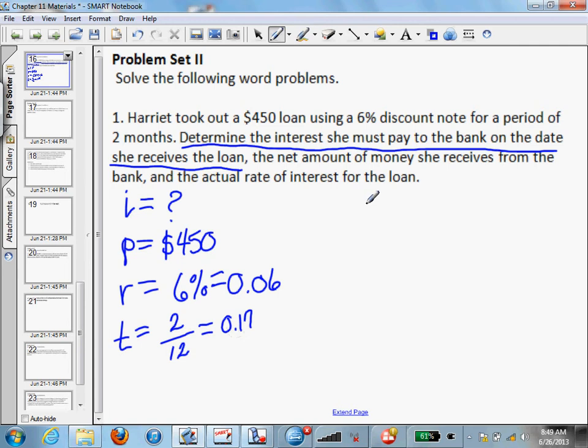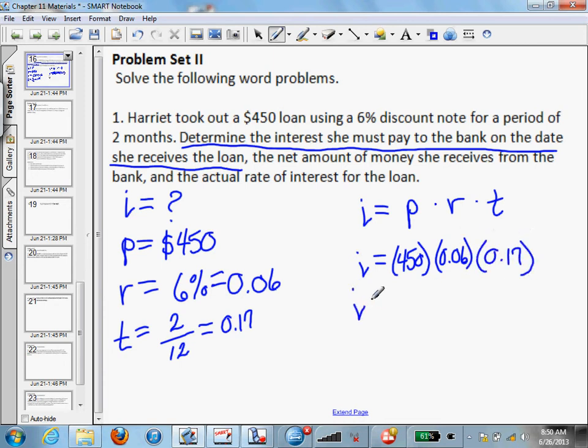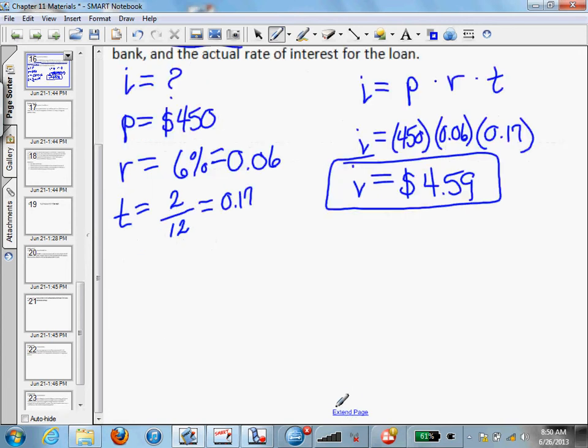Now let's look at this interest that she had to pay. So interest is equal to P times R times time. Solving for the interest, let's plug in the principal of $450 times the rate of 0.06 times the time of 0.17. When we simplify using multiplication, we get that the interest, in dollars, was 4.59. So that answers the first part of the question.